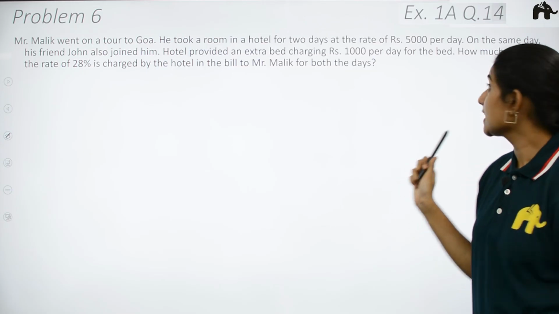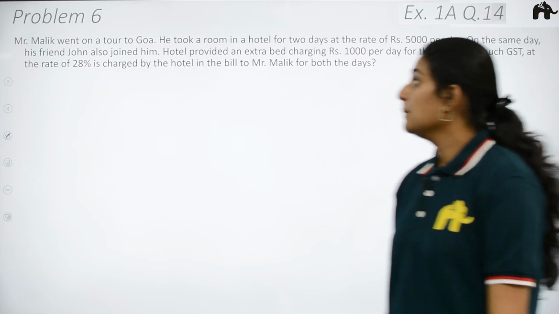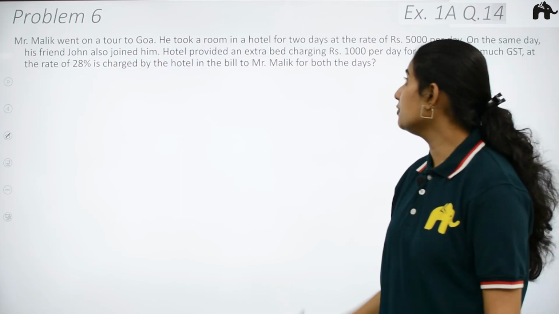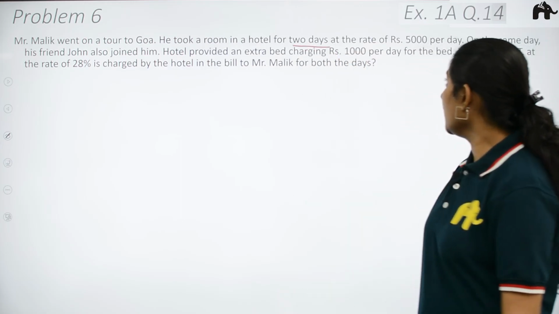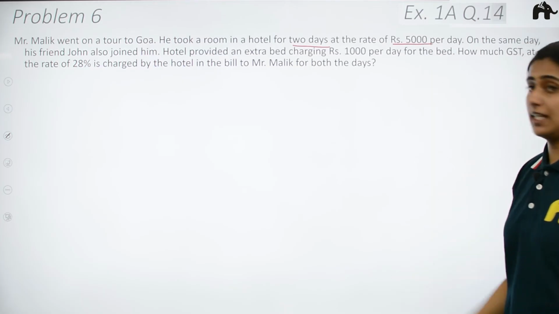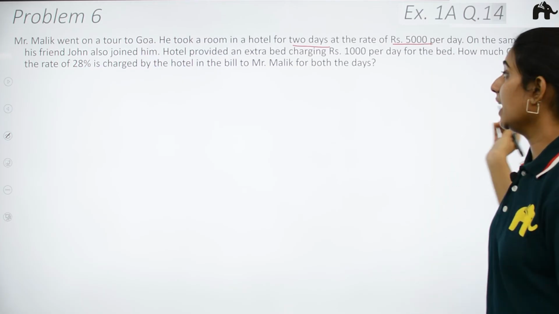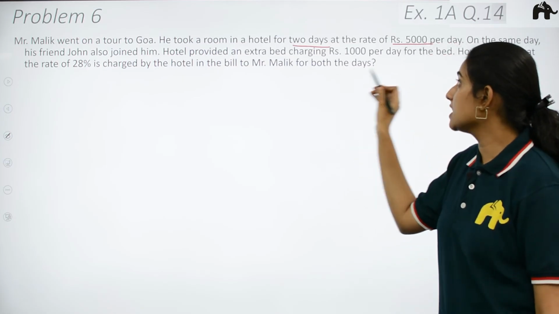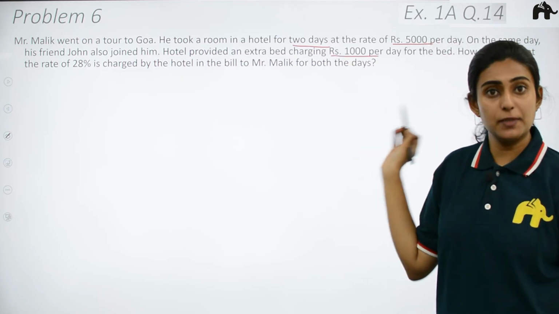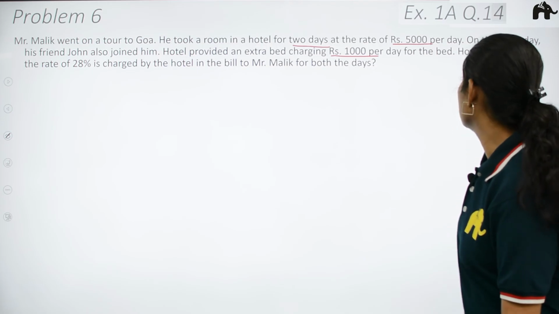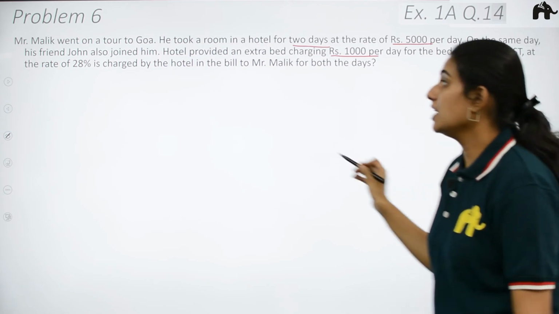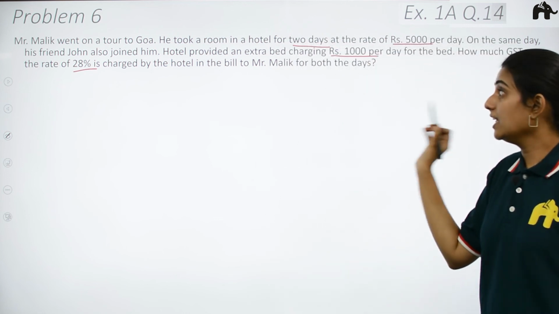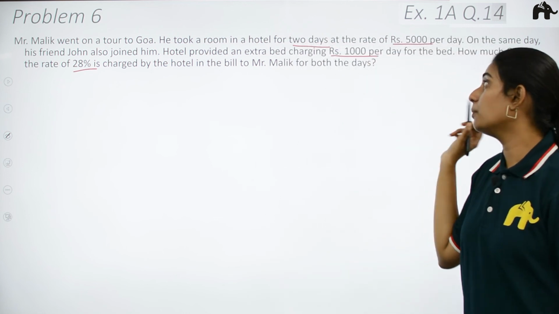Question number 14 of exercise 1A. Mr. Malik went on a tour to Goa. He took a room in a hotel for 2 days at the rate of rupees 5,000 per day. On the same day, his friend John also joined him. Hotel provided an extra bed charging rupees 1,000 per day for the bed. How much GST at the rate of 28% is charged by the hotel in the bill to Mr. Malik for both the days?